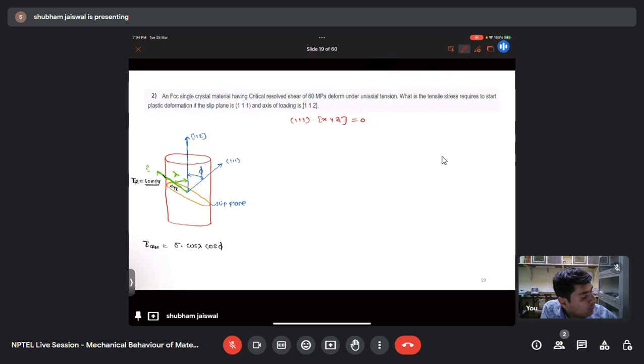So now try all the possible combinations of 110. If you do it, you'll get 1 bar 0 1, 1 bar 1 0 and 0 1 bar 1. This will be the slip direction.